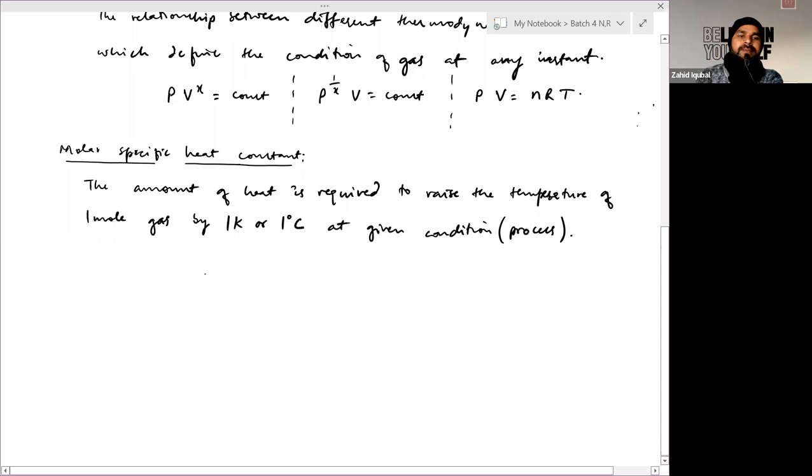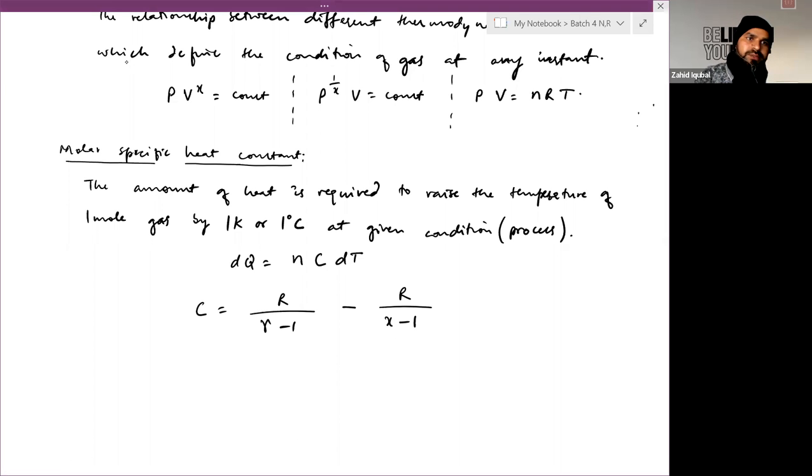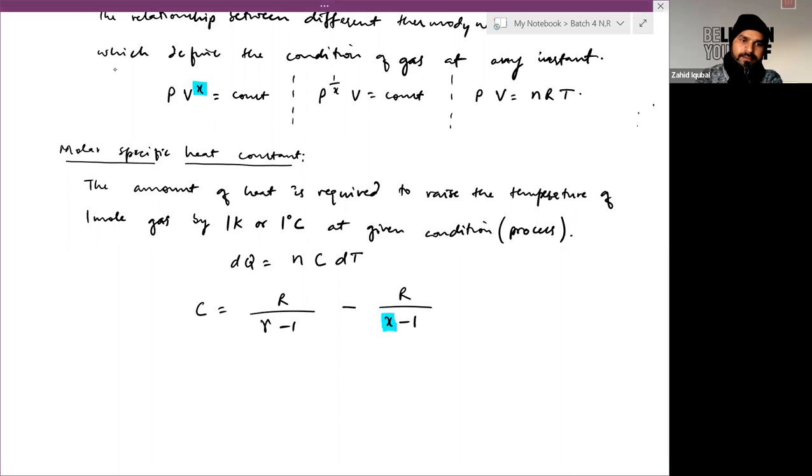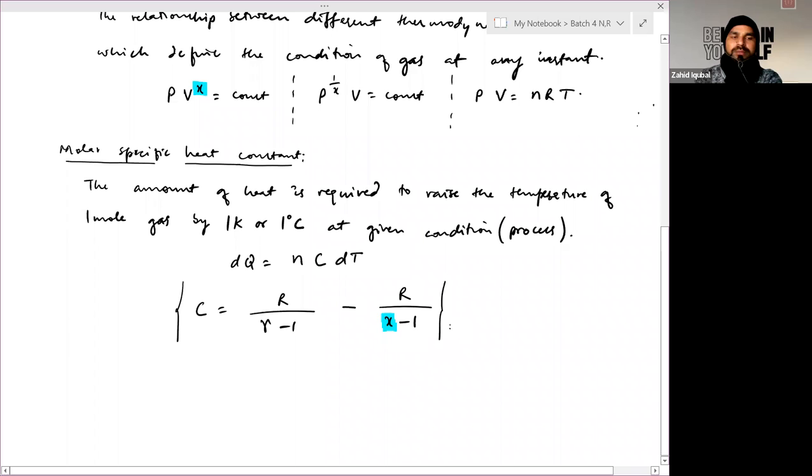So the general formula of this relation, you may write dQ = nC dT, where C is called molar specific constant. So the general formula of this C will be R/(gamma - 1) - R/(x - 1), where x is the same variable which is also in the equation of state. So first, try to find the value of x from the equation of state and put it in this formula. You will get the molar specific constant related to that process easily. So this will be the generalized formula for calculating molar specific heat.